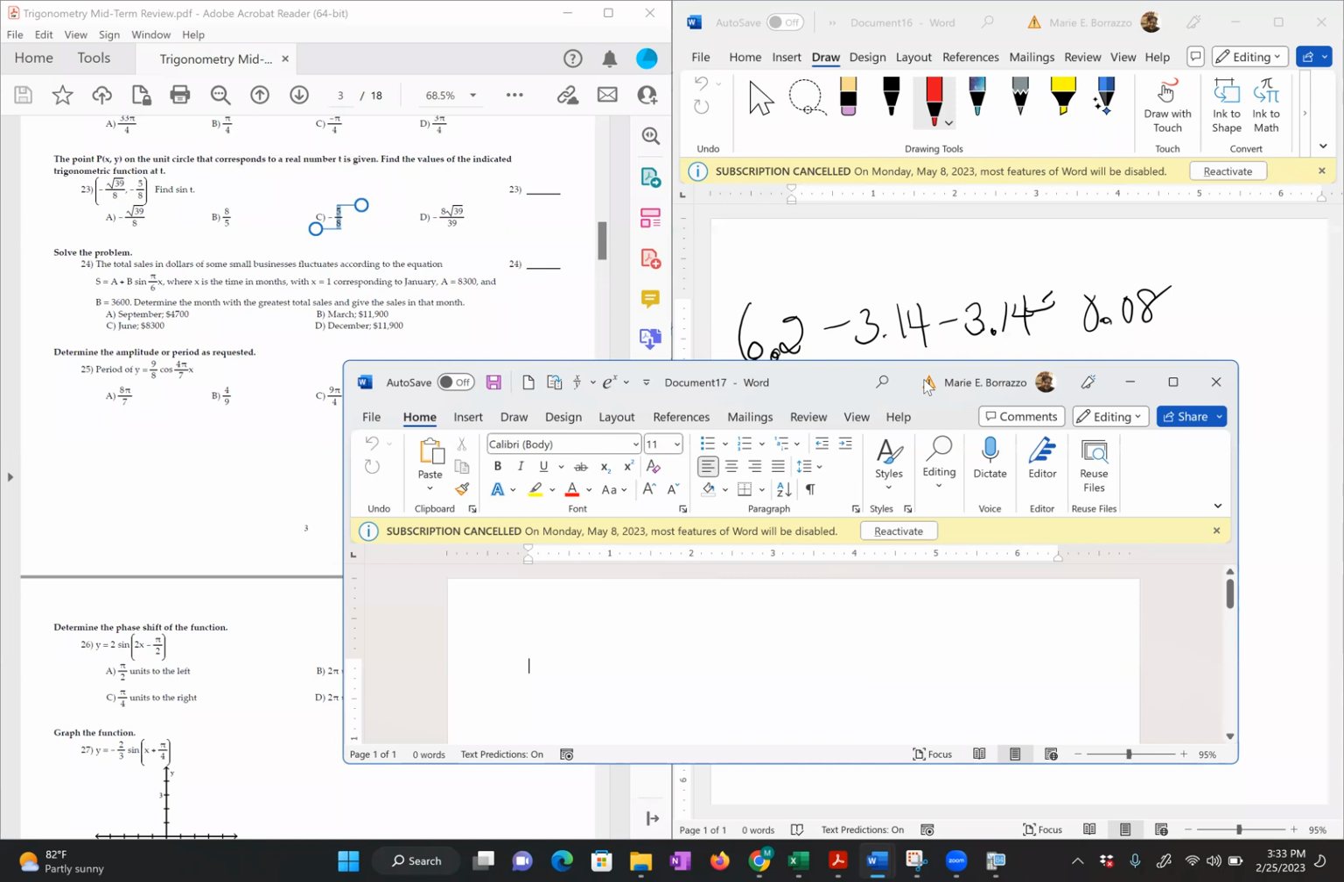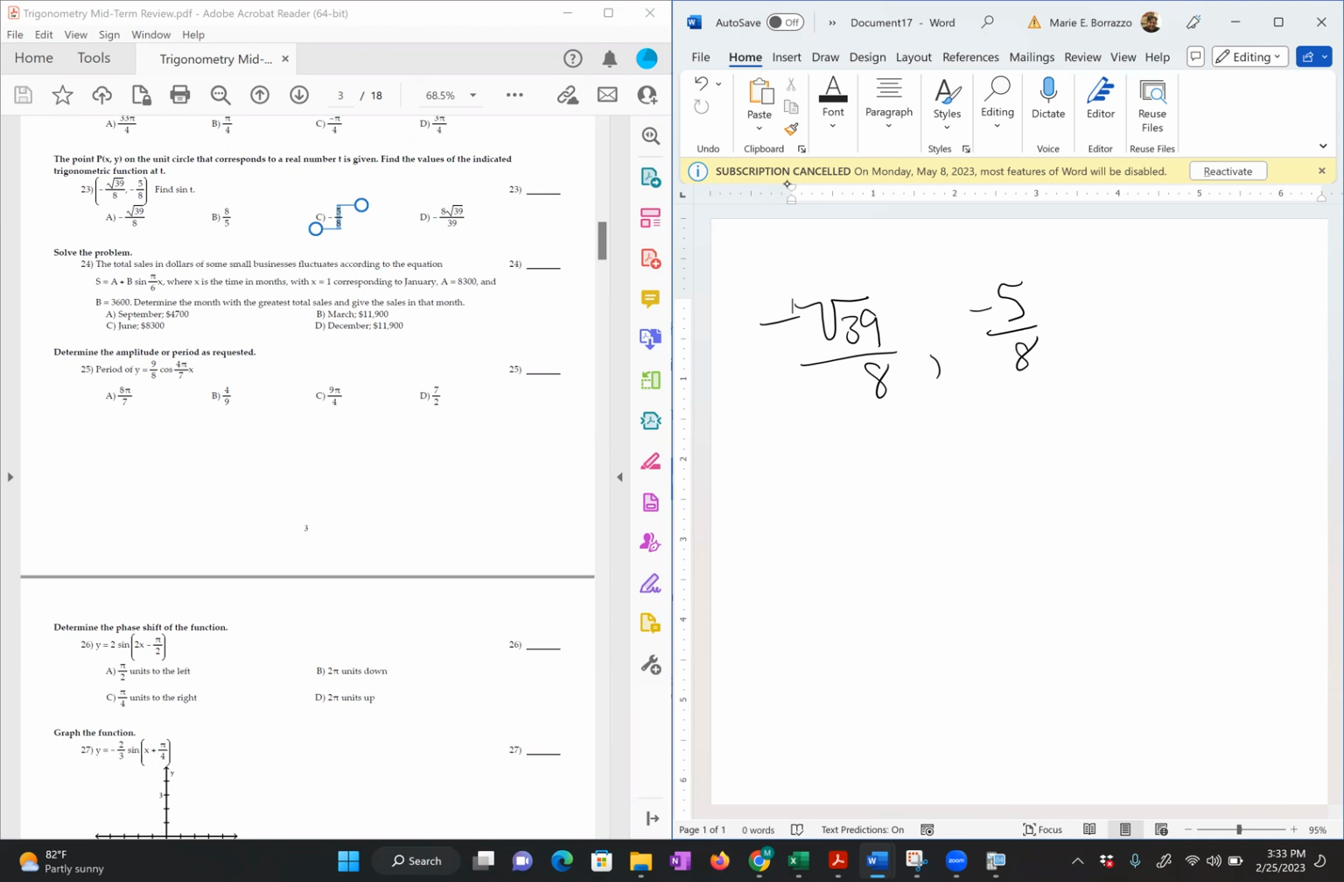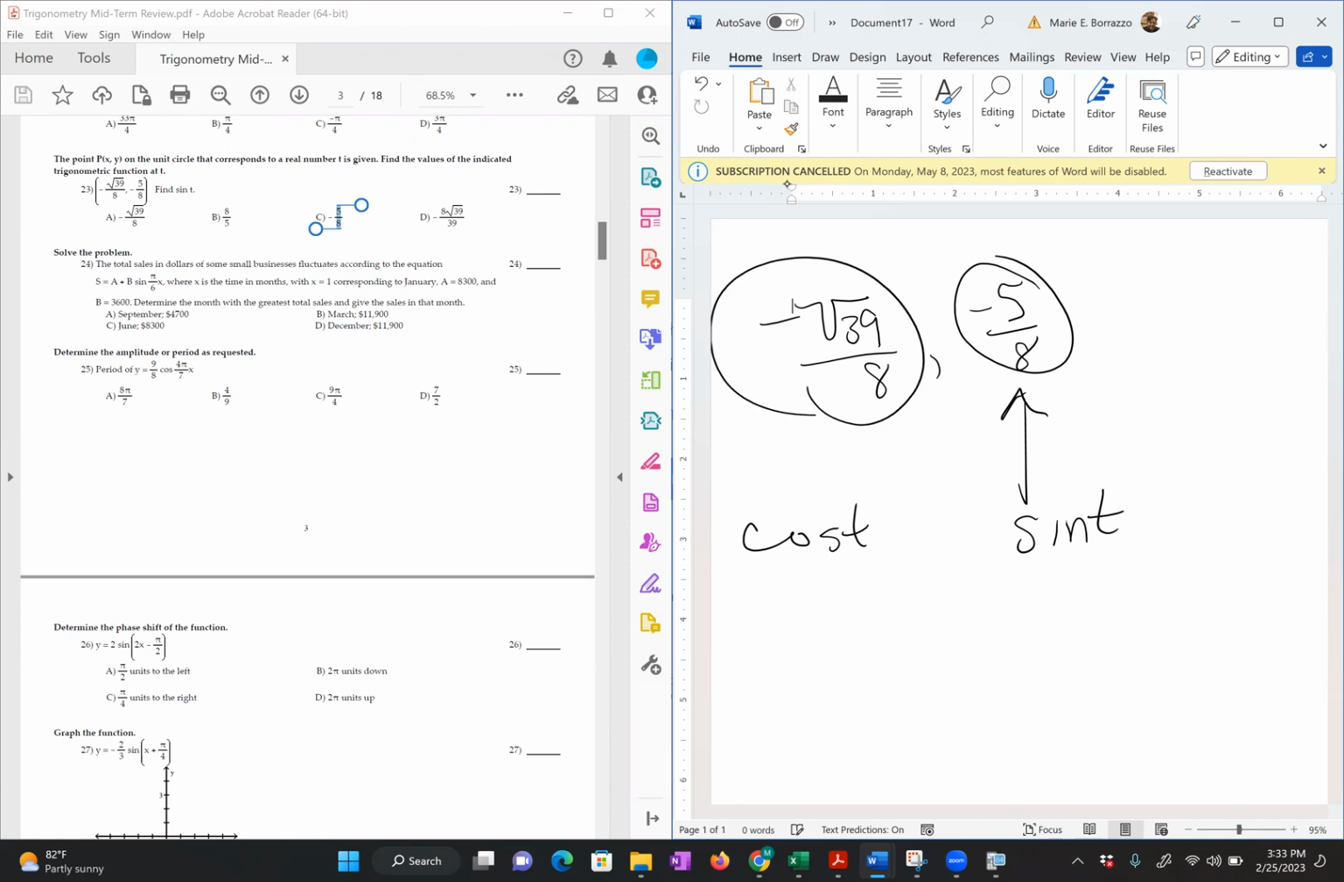So if they were asking you instead, what is the cosine? Then you would have answered negative square root 39 over 8. Here they're asking you for sine. So we're focusing on sine. So since that's the answer, negative square root 39 over 8, comma, negative 5 over 8. This is the answer for find sine T right here. If they ask you for the opposite, cosine T, this would be your answer. Okay, so we talked about that.